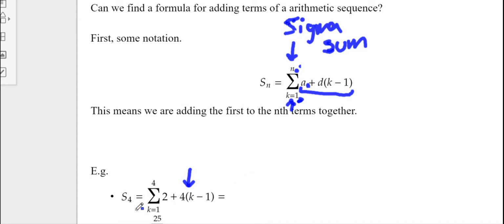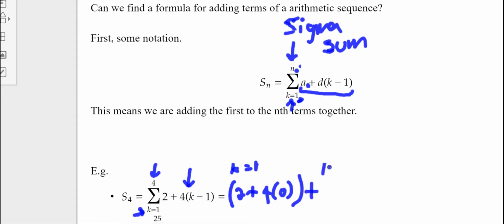This is why we have the K right here. It's saying K is going to equal 1. And then after that, you're going to add this to when K equals 2, which you're going to add to when K equals 3, and which you're going to add again to K equals 4, because that's where it ends. Your first thing would be when K equals 1. I'm just going to write it up there so you can see. This is going to be 2 plus 4 times 0, right? Because if K equals 1, then 1 minus 1 is 0. This is the first thing you're adding.